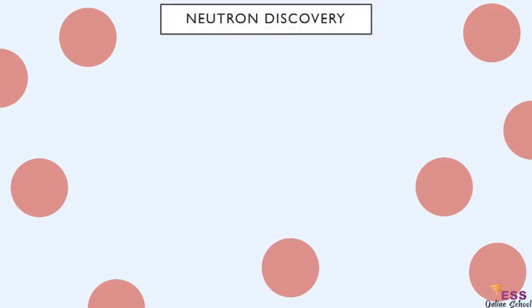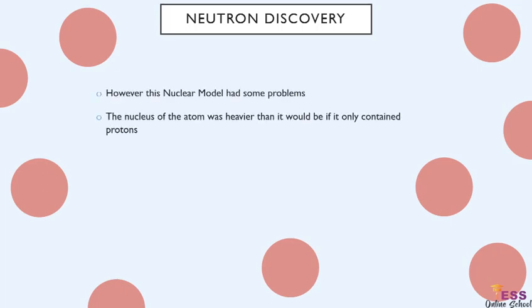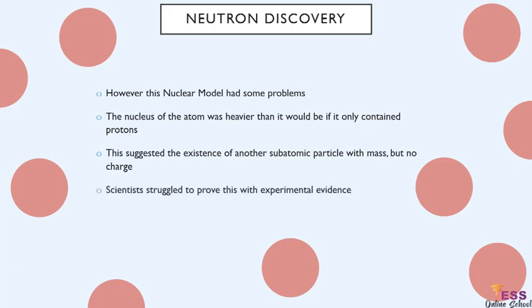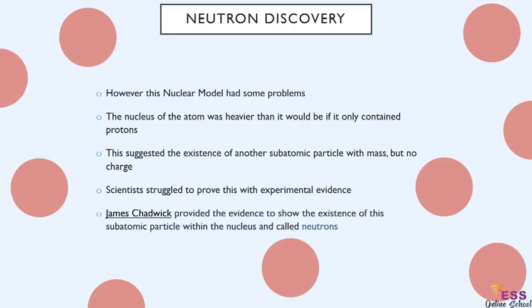Following on after the proton, there was the neutron discovery. This occurred because the nuclear model had a few problems. The nucleus of the atom was heavier than it would be if it just only contained protons. This suggested the existence of another subatomic particle with mass but no charge. Scientists struggled to prove this with experimental evidence. James Chadwick provided the evidence to show the existence of another subatomic particle within the nucleus and called them neutrons.